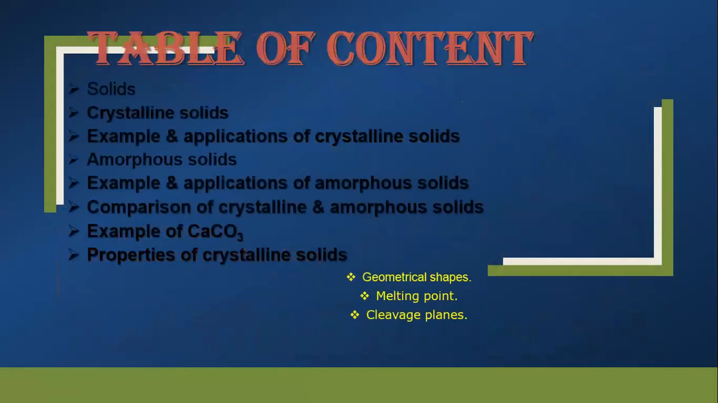Today we are going to discuss what are solids, types of solids, that is crystalline solids, its examples and applications, amorphous solids, examples and applications of amorphous solids, comparison of crystalline and amorphous solids, example of calcium carbonate and properties of crystalline solids. Today we are discussing just geometrical shape, melting point and cleavage planes as properties of crystalline solids. Next properties will be discussed in the coming lecture. Let us start today's topic.